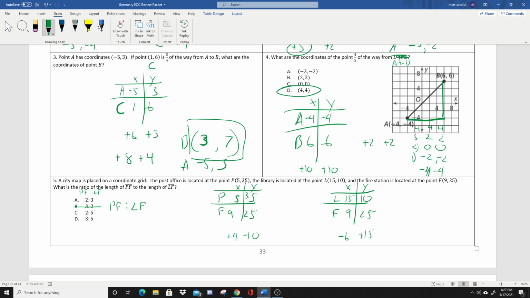And now do you see any common numbers? What's a common factor of 4 and 6? Maybe you're thinking 2, so if I divide this by 2, this would be -3. Divide this by 2 would be positive 2. What about 5 and -10? Divide by 5, that would be 3. Divide by 5 is negative. So this is a 2 to 3 ratio. So that would be A.